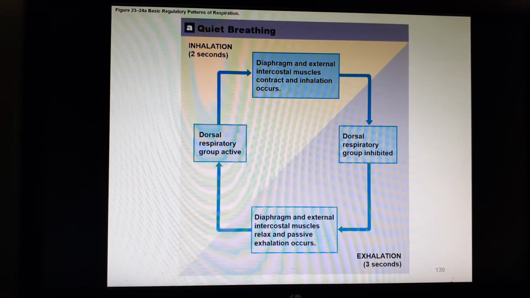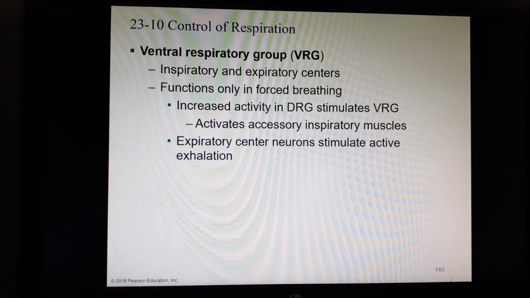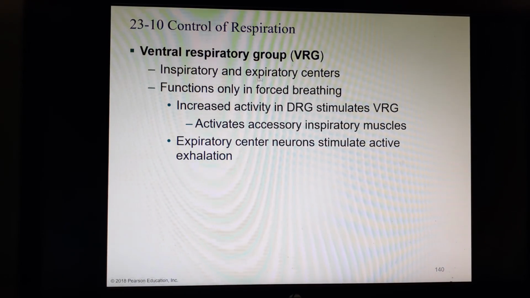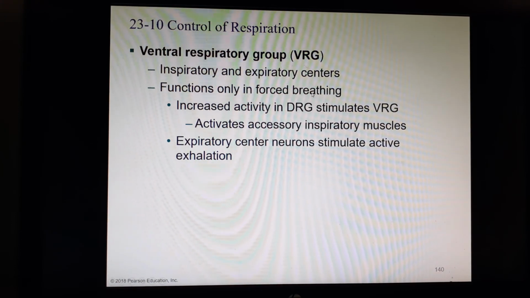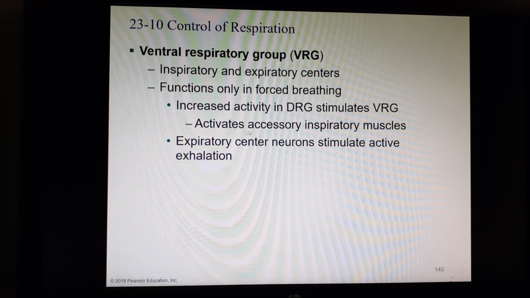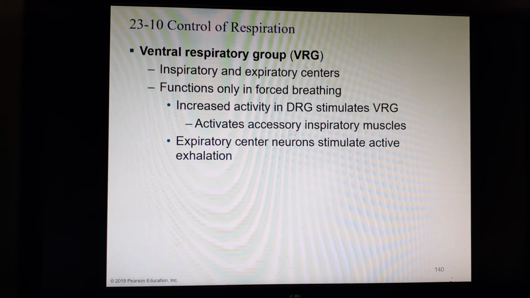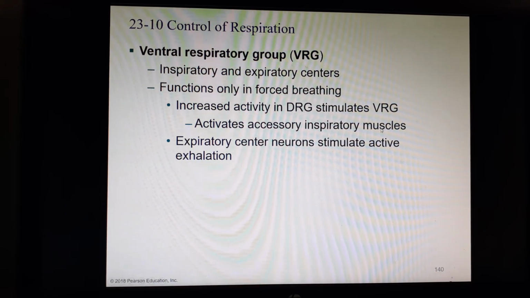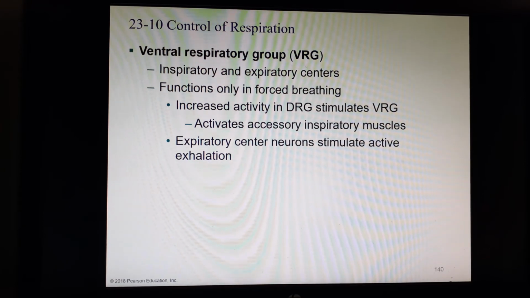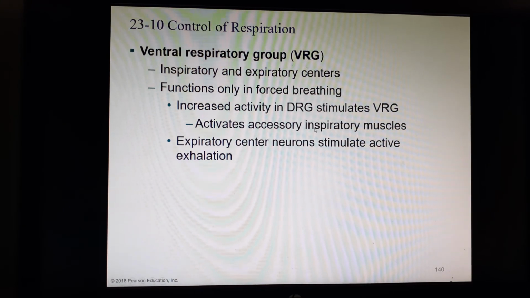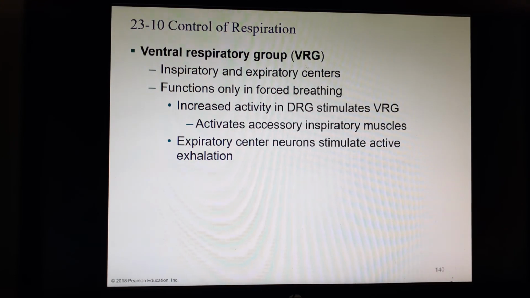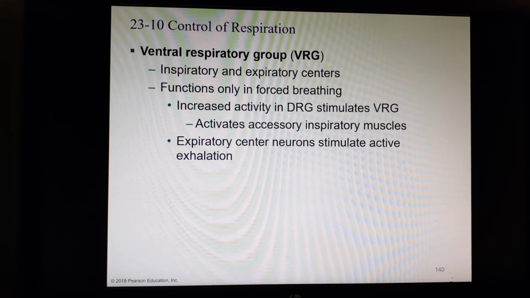There's quiet breathing. The ventral respiratory group is going to have both inspiratory and expiratory centers, and it only activates during forced breathing. Now, forced breathing is going to be caused by an increased activity in the dorsal respiratory group, and it's going to bring in our accessory inspiratory muscles. So normally we just inspire with our diaphragm and our external intercostals. This will then cause us to recruit other muscles for inspiration. And it also causes active exhalation.